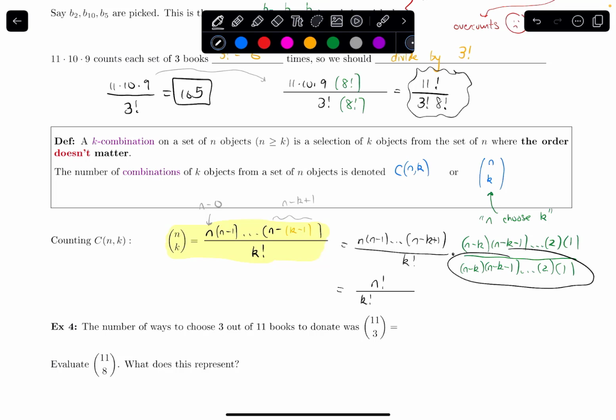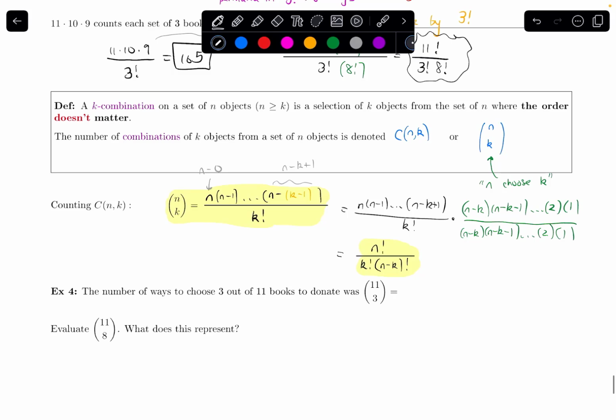And then this other stuff that I multiplied by, that's now n minus k factorial. So this is another way to express this formula for the number of combinations. Okay, so let's do an example where we practice using this notation a bit.